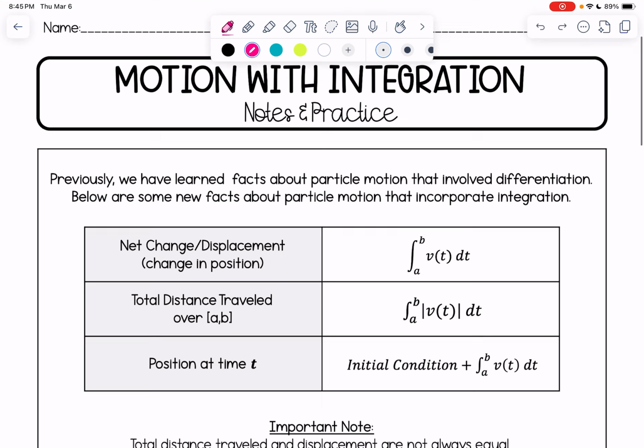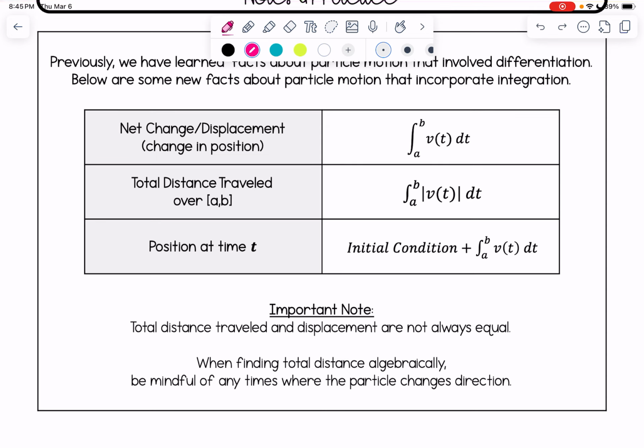Then finally, we're also going to be talking about how to find a position at a given time. For that, we're going to use our initial condition that will be given to us in the problem, plus the net change, essentially the integral from a to b of the velocity function. Again, just a note, total distance traveled and displacement are not always equal. When you are finding total distance algebraically and you're not using a calculator to evaluate an integral, we want to always be mindful of any times where the particle might change directions.